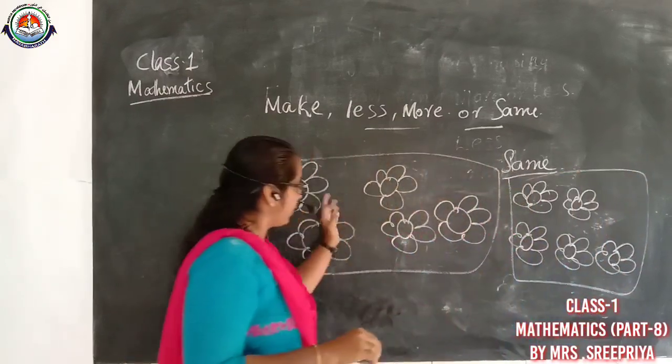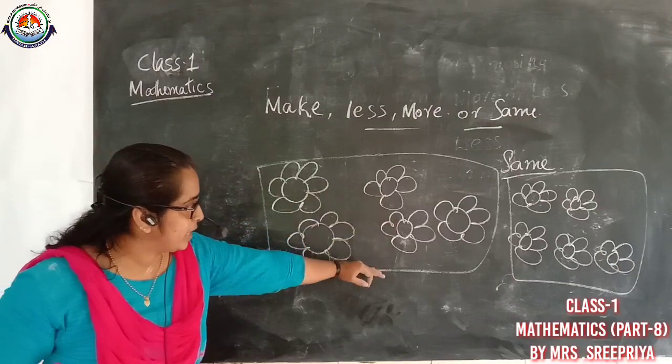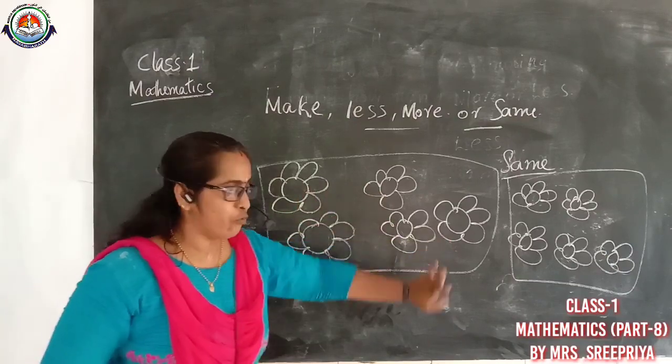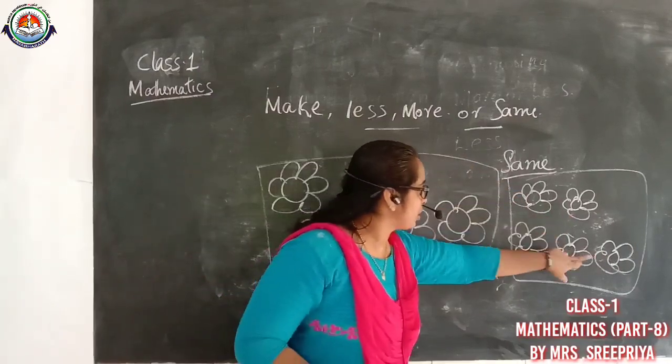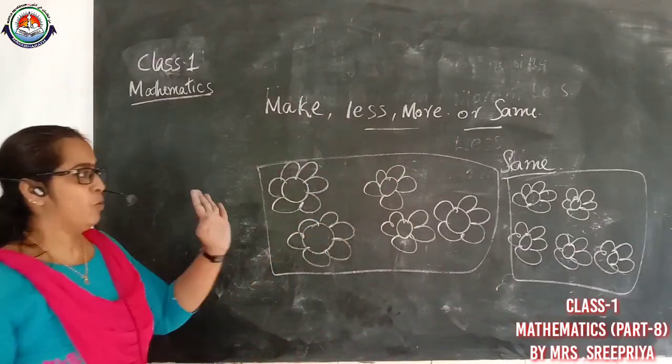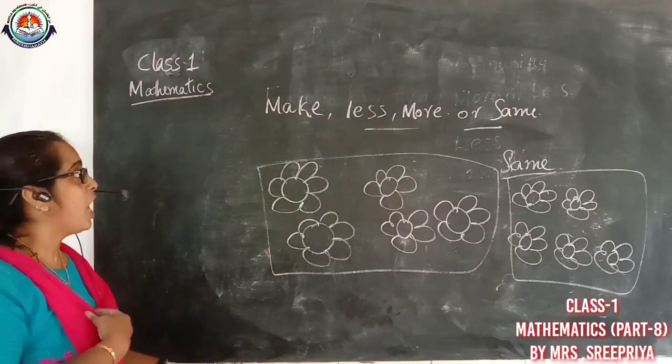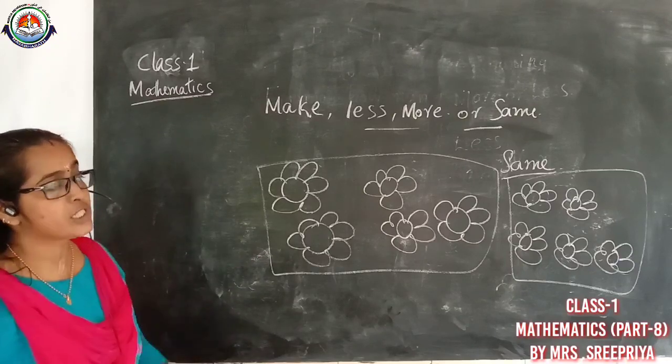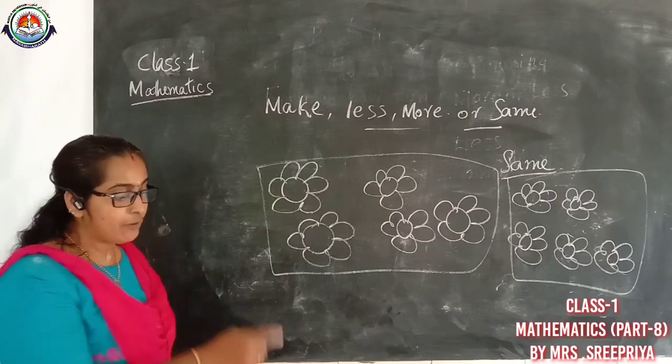What happened? In the first box, how many are there? 1, 2, 3, 4, 5. Second box also 1, 2, 3, 4, 5. Both are same. Are you happy? Yes, very good. So you understood how we can make less, more or same. Okay. Shall we do the workbook?